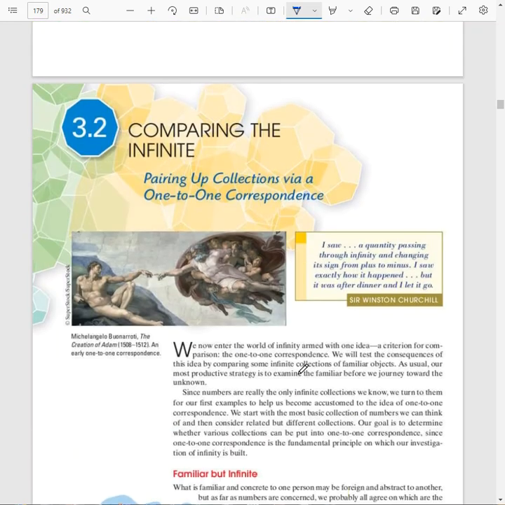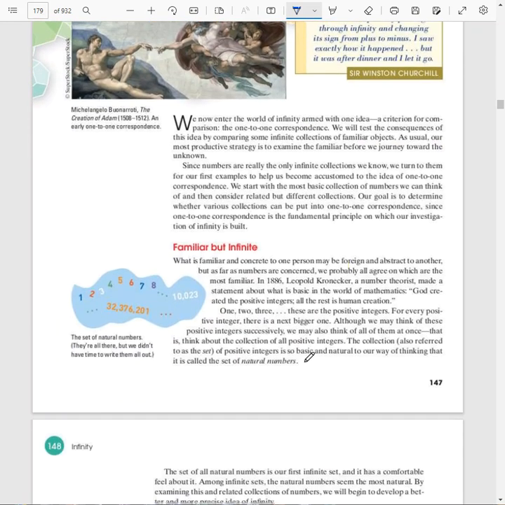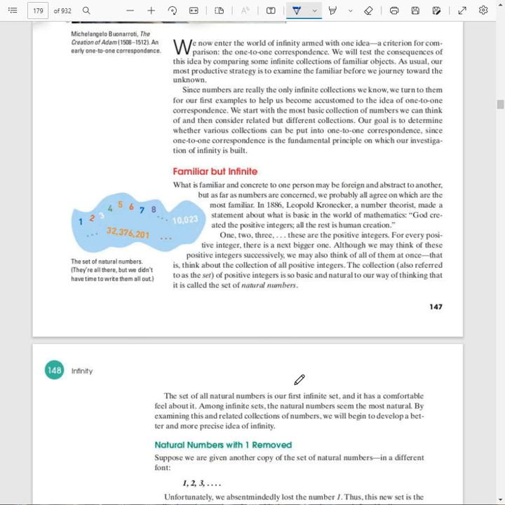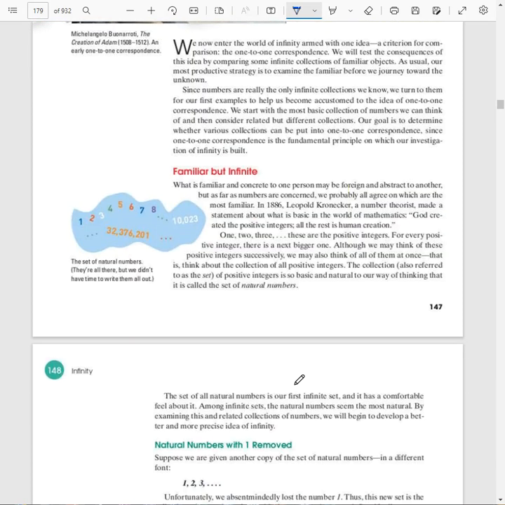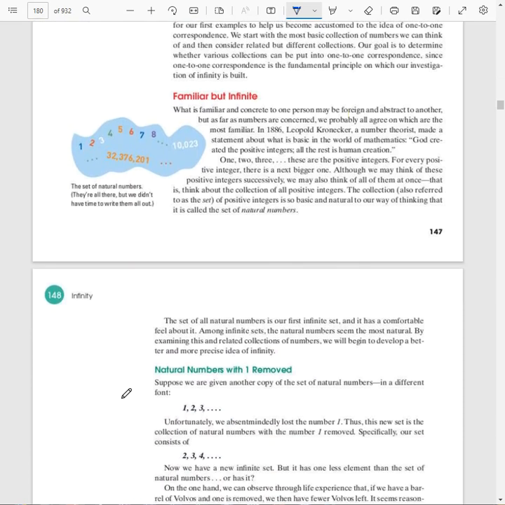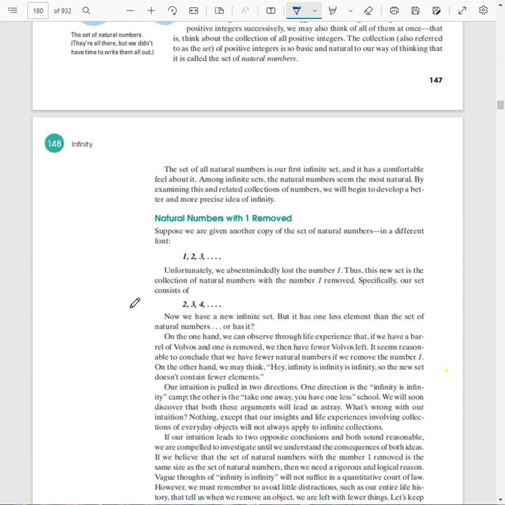Okay, so we're pairing up collections via one-to-one correspondence. We talked a little bit about soccer balls and cars, or at symbols and copyrights. But what about our natural numbers? Natural numbers are what we know probably easiest. Natural numbers are 1, 2, 3, 4, 5, 6, and so on, the numbers that you naturally use to start counting. Now we know this continues forever, it's infinite.